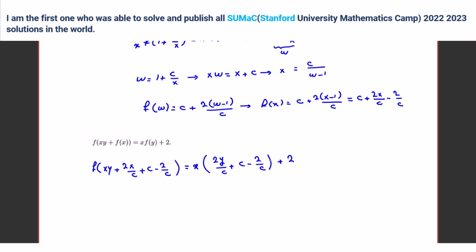Plus 2, agreed? Yeah. So f of this one is what? Again, it is 2 times this over c, right? Did you do all these things? Yeah, I plugged it in. I was replacing all f functions with c plus 2x over c. Okay, so we reach something like this, right?